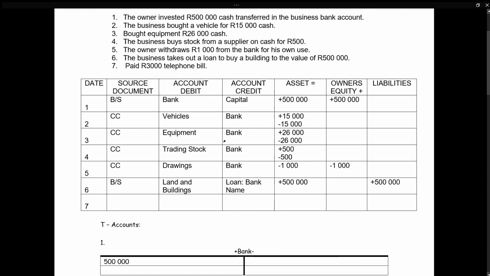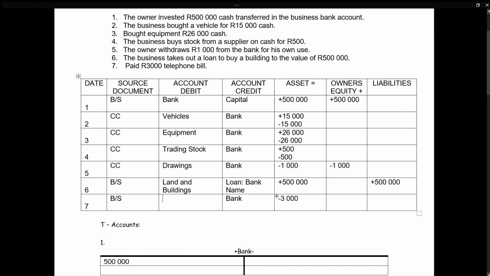Alright, so paid the telephone bill. They didn't say how, but in most cases it will be an electronic payment, so your source document is most likely going to be bank statement. It can also be check counterfoil, but so that you understand, normally they give a bit more information in the transaction. So your bank is decreasing, assets decreases in the credit side. It's an asset account, so assets decrease with 3,000 Rand.